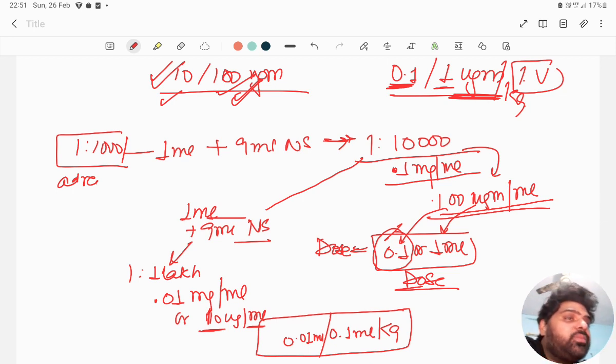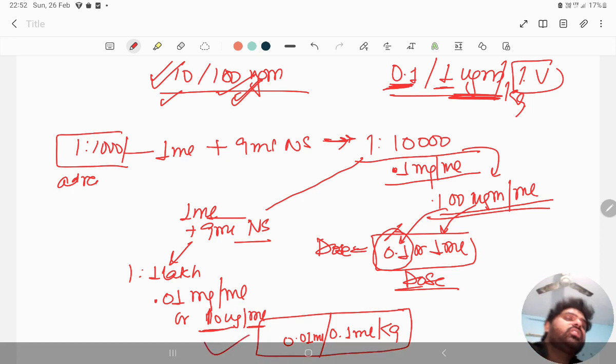Because see, the dose in pediatrics is 0.1 to 1 microgram per kg. Now after double dilution, the concentration of adrenaline is 10 microgram per ml. So that means for 1 microgram, we need 0.1 ml. So that is 0.1 ml per kg. For 0.1 microgram, we need 0.01 ml. So we have 0.01 ml per kg.